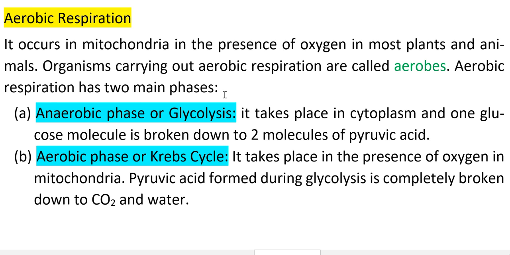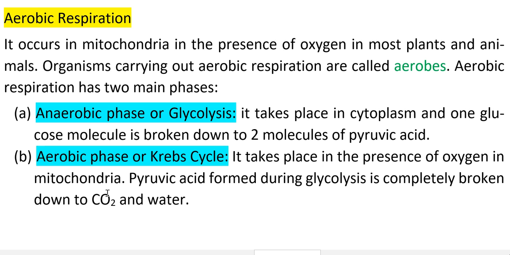Aerobic respiration has two main phases. First, anaerobic phase or glycolysis. It takes place in cytoplasm and one glucose molecule is broken down to two molecules of pyruvic acid. And second phase, which is also called TCA cycle or Krebs cycle. TCA full form is tricarboxylic acid cycle. It was discovered by scientist Krebs, and the name is also given by this scientist. It's also known as Krebs cycle.